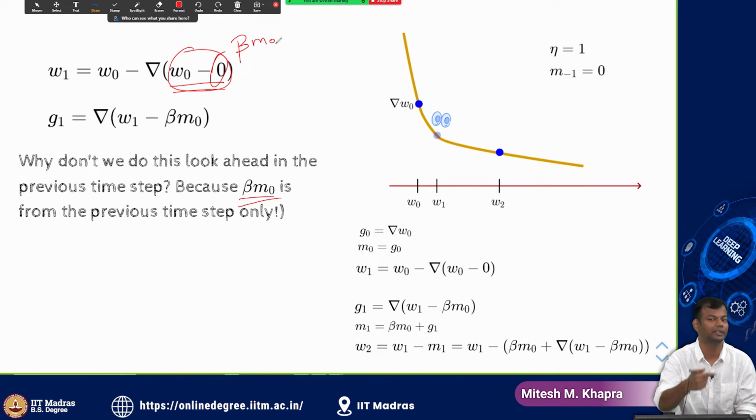So why am I doing this in the next iteration? Why am I coming up and computing this in the next iteration? Here, why am I doing it? That's the question that we are trying to answer, right?